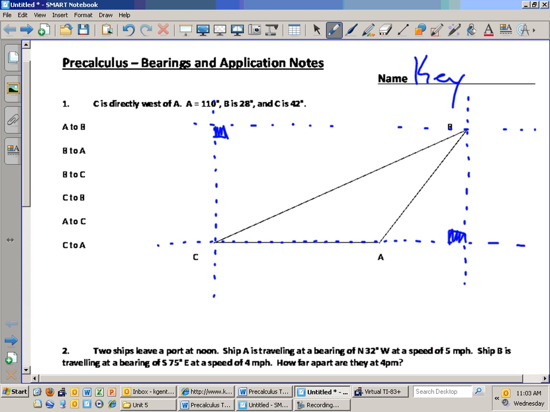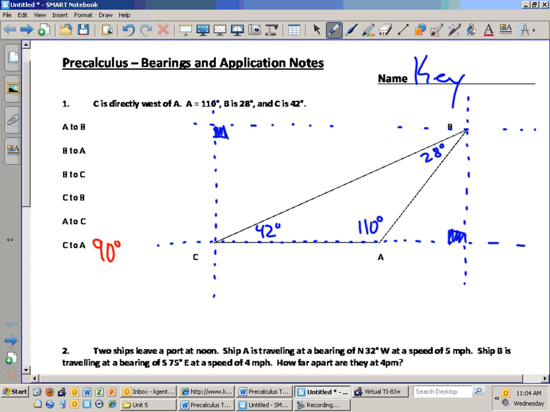It says angle A is 110 degrees. It says that angle B is 28 degrees. And angle C is 42 degrees. That's good. So there is a right answer here, but you tell me, which is the easiest bearing to find? C to A. What is the bearing from C to A? 90. Very good. C to A is 90 degrees.